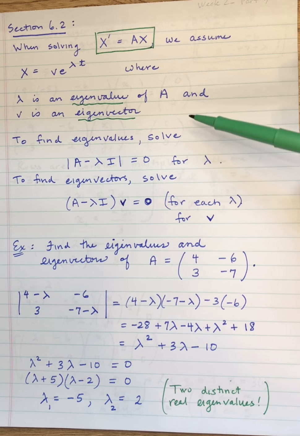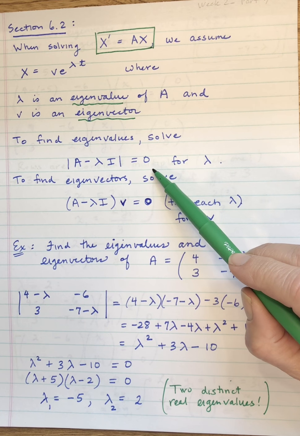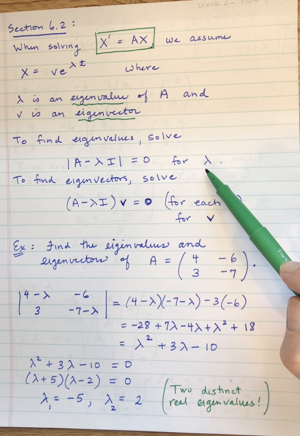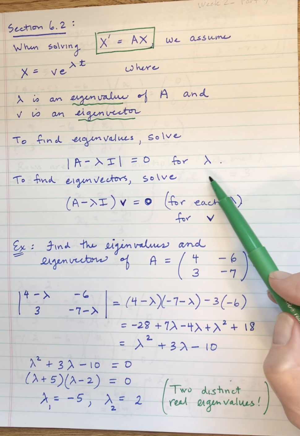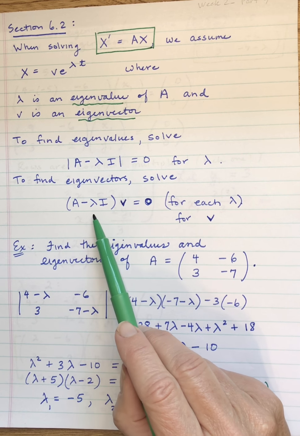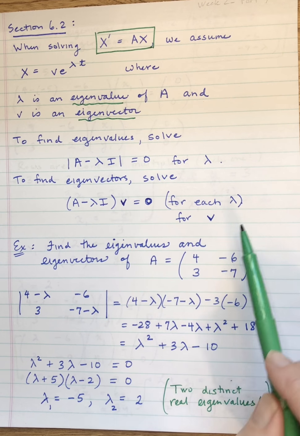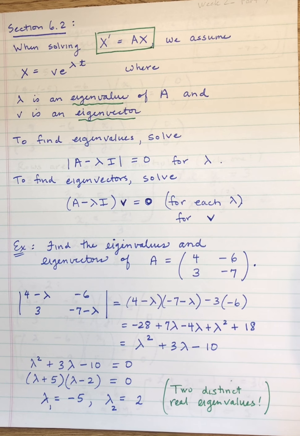To find the eigenvalues, recall that we solve the equation given by the determinant of A minus lambda I equals 0. We solve that equation for lambda, and that gives us our eigenvalues. Then to find the eigenvectors, for each eigenvalue, we solve the system of equations A minus lambda I times the vector v equals the 0 vector, and we solve that system for v. So that's how we find the eigenvectors. All right, let's go through another example.